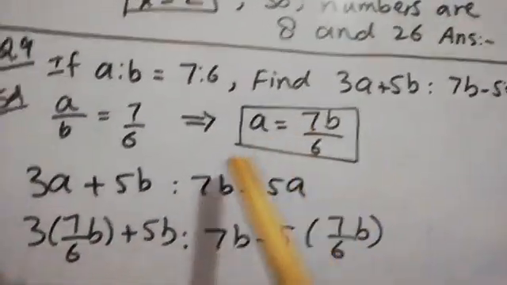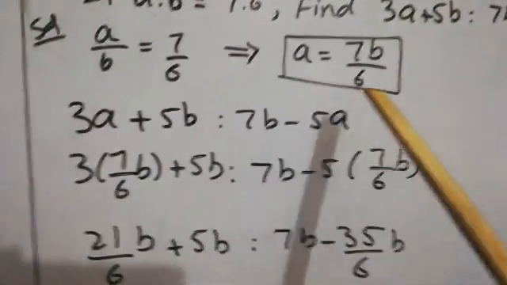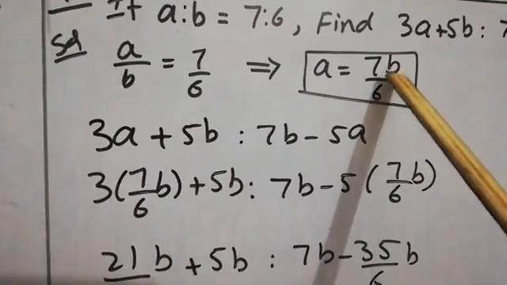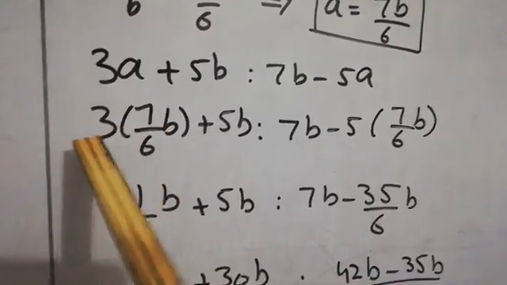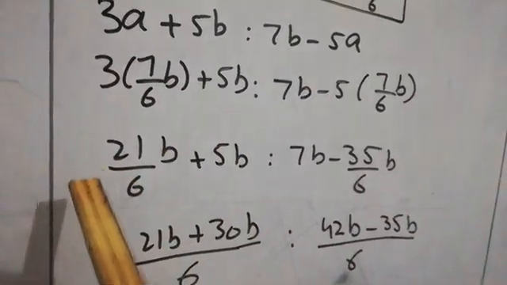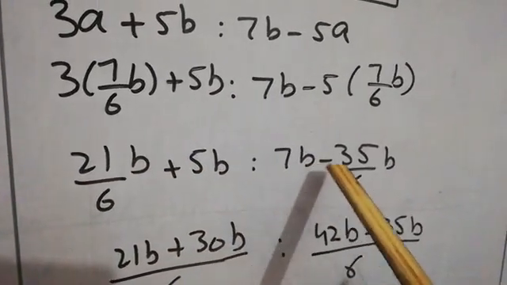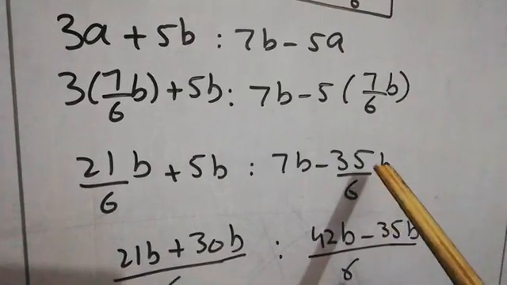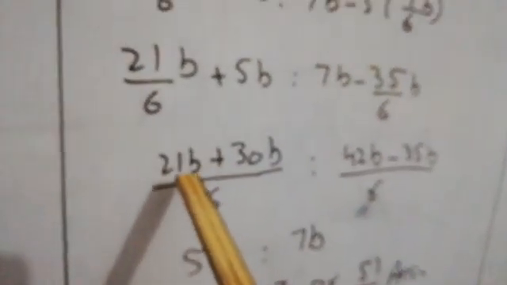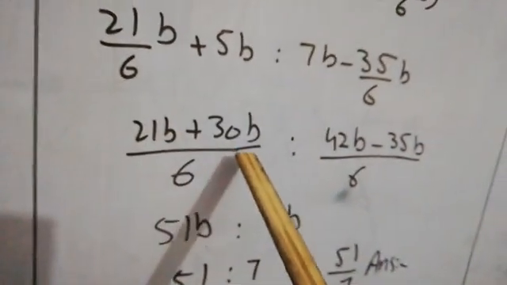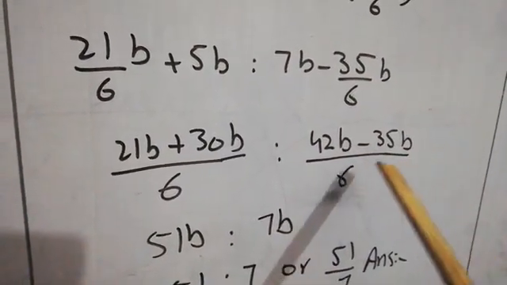ratio. Okay, write the ratio 3A plus 5B, ratio 7B minus 5A, and then put the value of A, which is equal to 7B by 6, in here. When we multiply, 7 3s are 21 by 6B plus 5B equals 7B minus 5 7s are 35 by 6B. Now we will take the LCM on both sides, and then we will get 21B plus 30B by 6 ratio 42B minus 35B by 6.